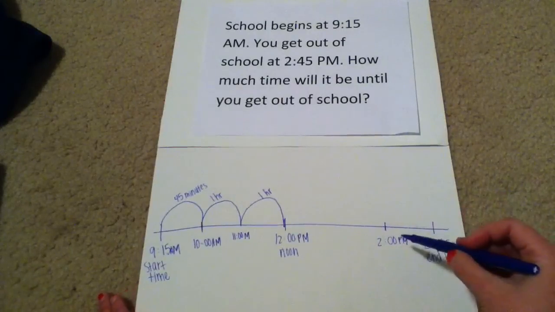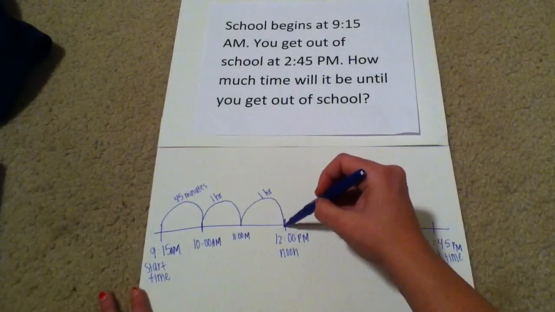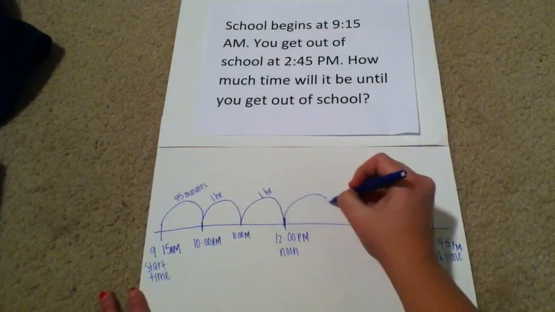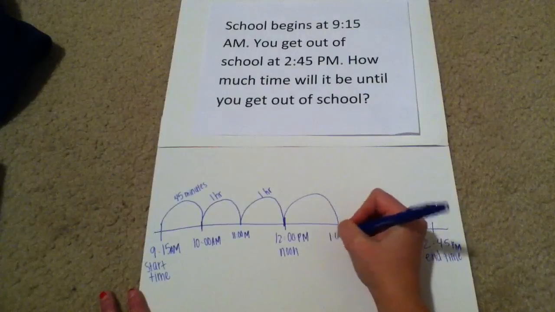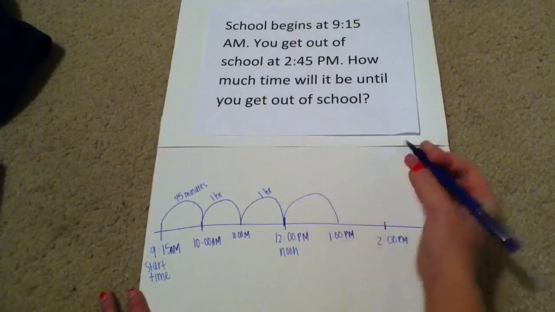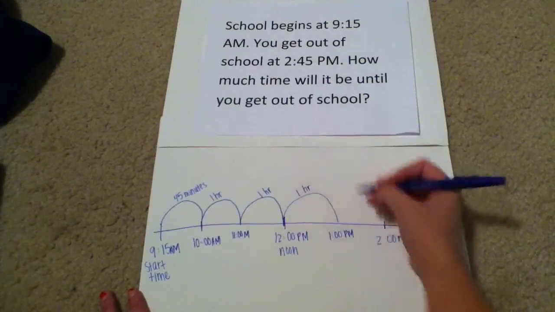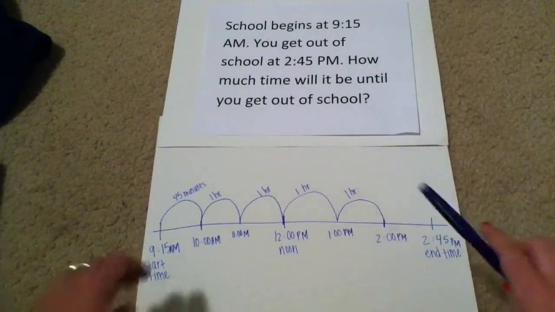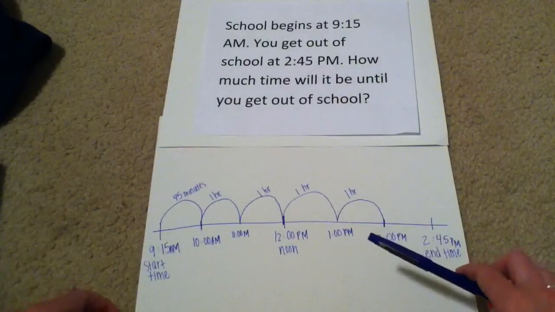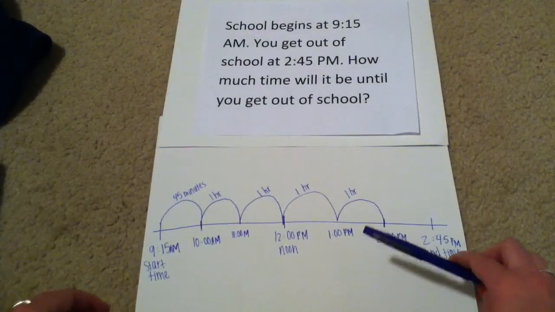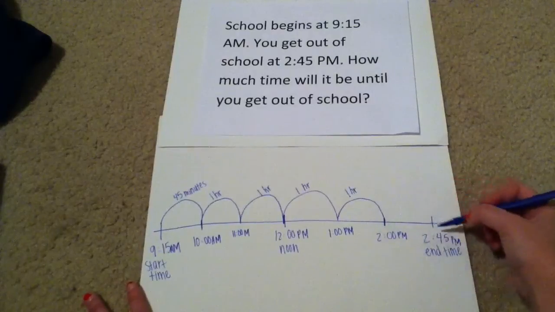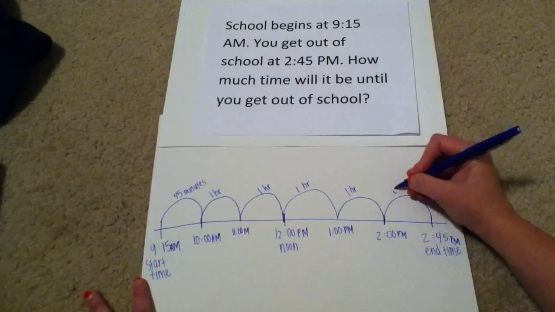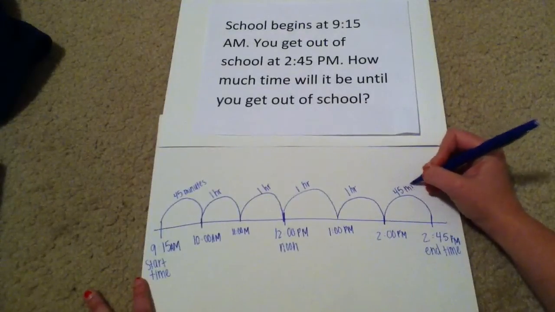So now that we have that, we can skip count by hours again. We're at noon right now. So 12 p.m., we skip count 1 hour, and that's 1 o'clock p.m. We'll skip count another hour to 2 o'clock p.m. So now we find the size of the jump that will get us to the end time. If we jump from 2 o'clock to 2:45 p.m., we jumped 45 minutes.